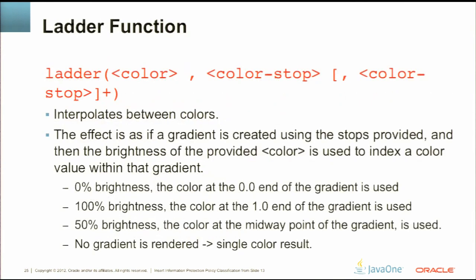Ladder, I pretty much explained it. You just interpolate between colors, so think about it like a gradient is created, but you actually get as a return one value, one color that is picked from that line. So either 0 or 100, depending on where you step on that line, determines the color that you are actually getting.